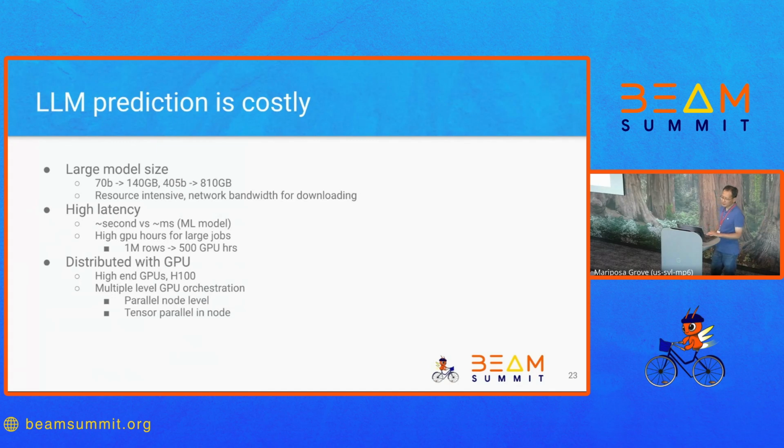Another challenge is orchestration of GPUs, because you need to parallelize at the node level and also within a single node. A lot of applications need multiple GPUs; for example, you need at least 2 GPUs. So you need to handle tensor parallelism at that level.